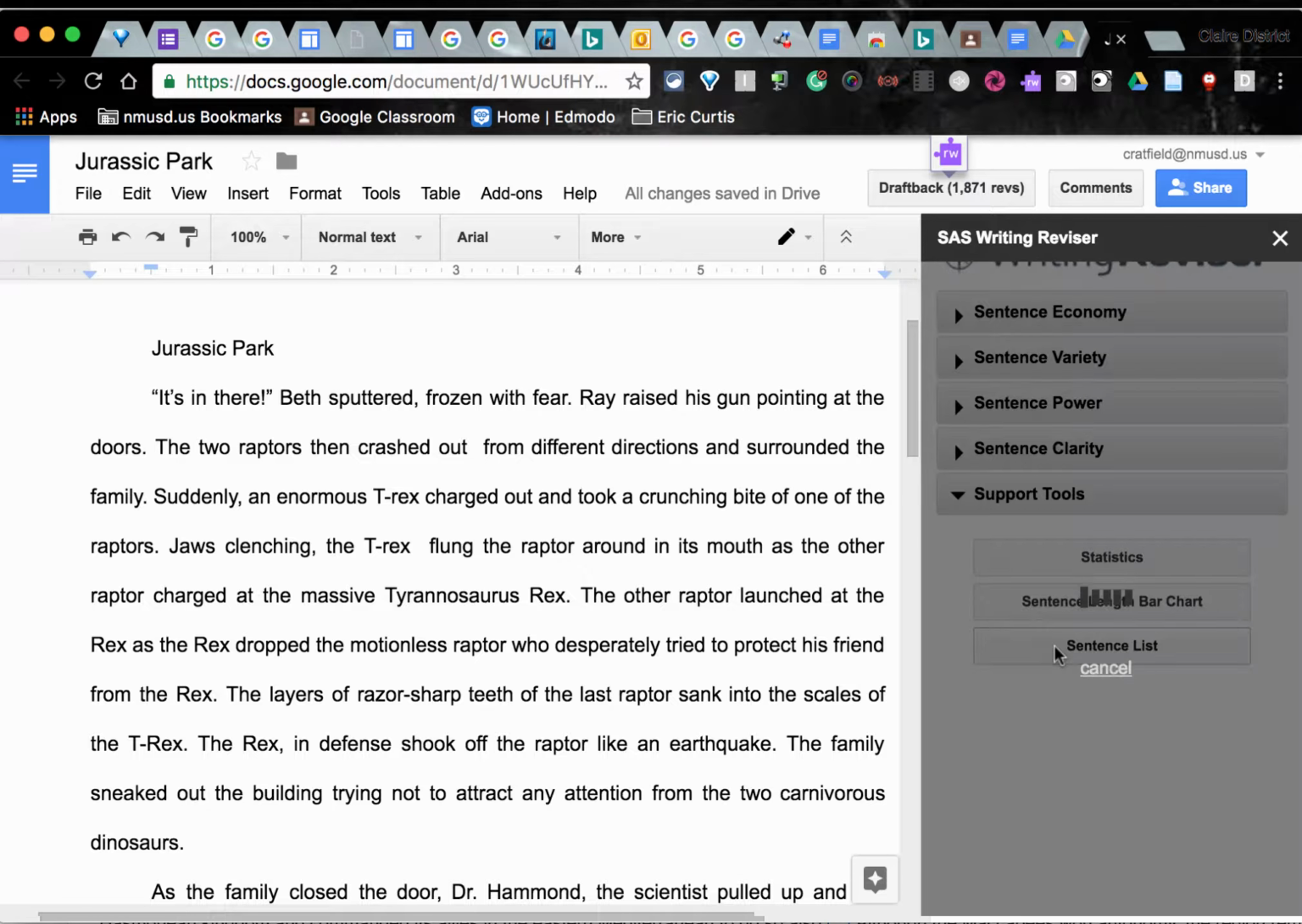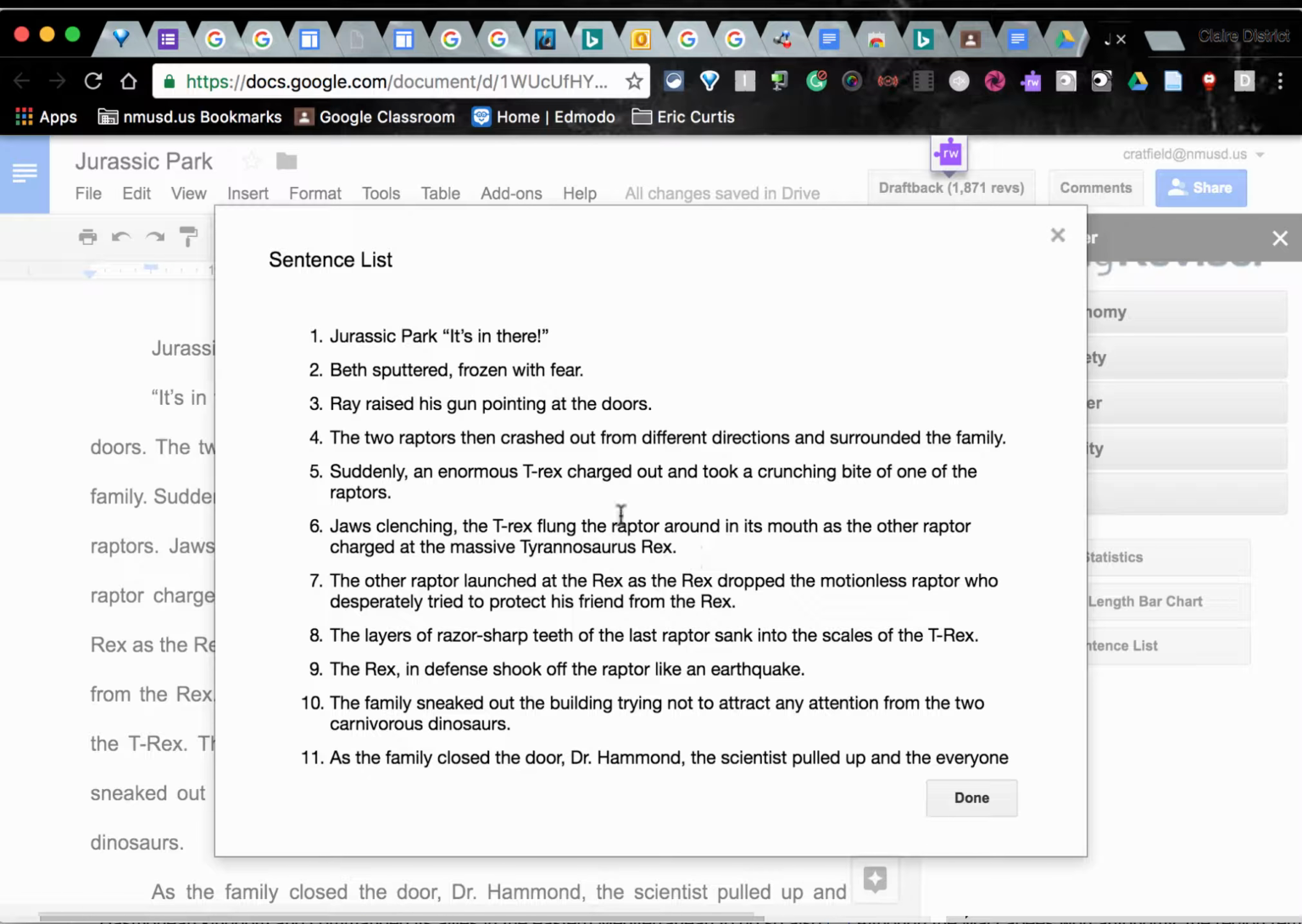Go into the sentence list, and then go find a couple of these short sentences with dialogue. You could do Jurassic Park. It's in there. He screamed as he was running for his life. Or you could do Beth sputtered, frozen with fear, holding her heart, diving to the ground. He could add more participles and things there, so he could lengthen them out if he wanted to. And this gives you all of your different sentences in one place.